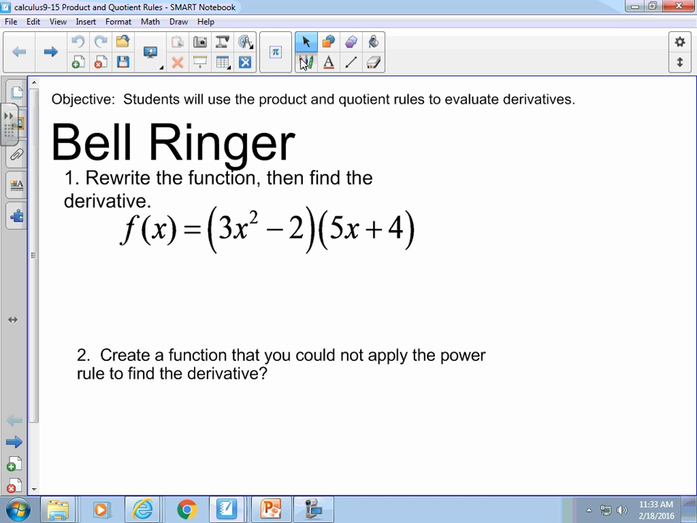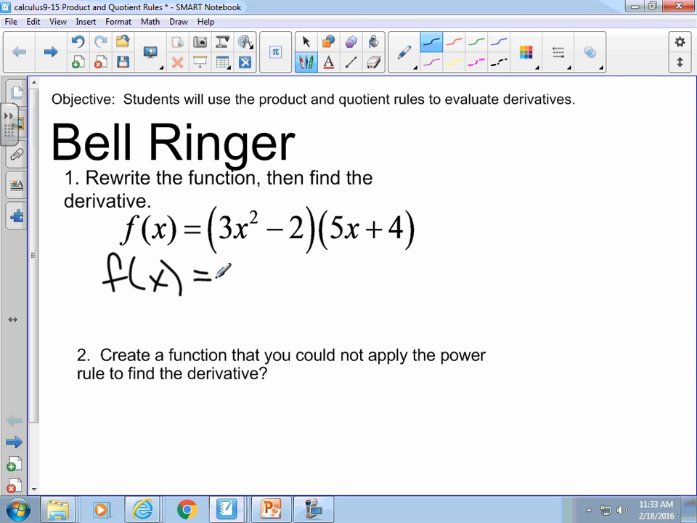Actually, I don't think I know. So, step 1, FOIL. 15x cubed. Outer will be 12x squared. That's 10x.